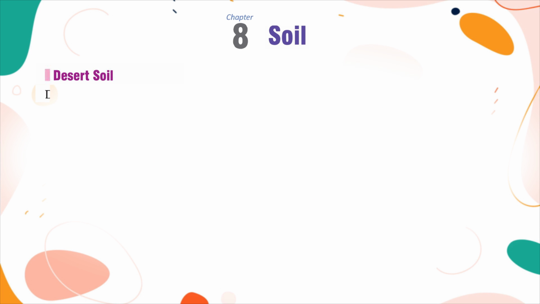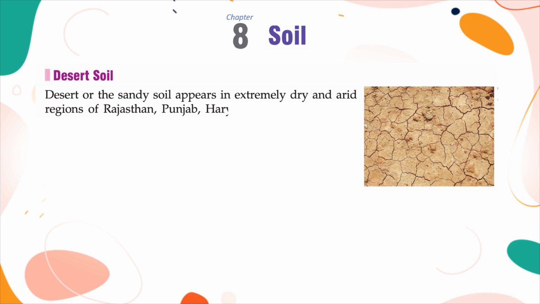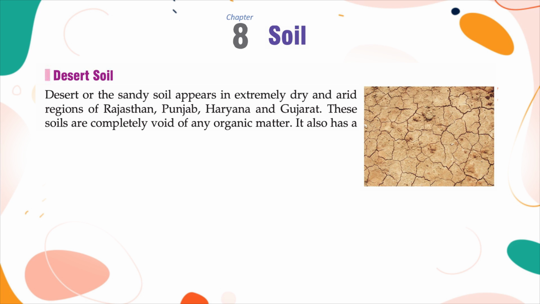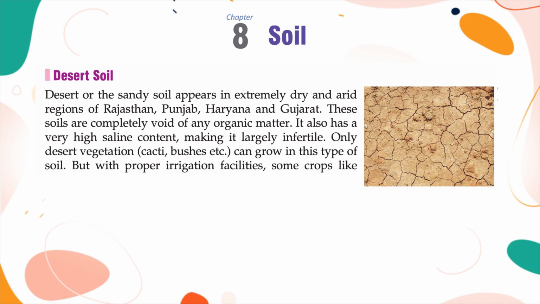Desert soil. Desert or the sandy soil appears in extremely dry and arid regions of Rajasthan, Punjab, Haryana and Gujarat. These soils are completely void of any organic matter. It also has a very high saline content, making it largely infertile. Only desert vegetation, cacti, bushes, etc. can grow in this type of soil. But with proper irrigation facilities, some crops like wheat, millets, dates, barley and maize can be grown in this soil.